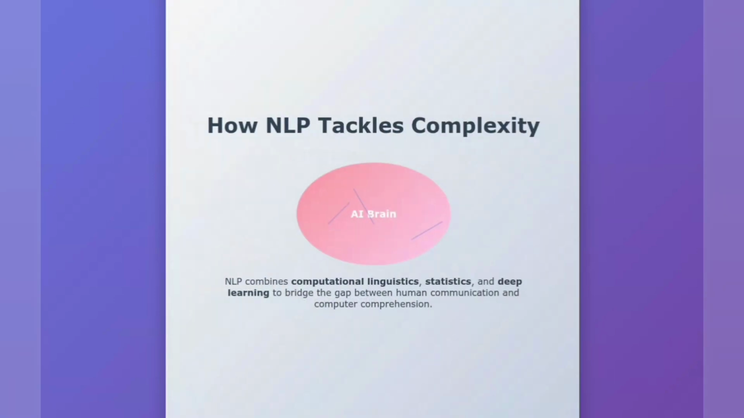Think about the challenges. A single word can have multiple meanings depending on context, like bank, riverbank versus financial bank. Sentences can be grammatically correct but semantically nonsensical. Slang, idioms, and accents add even more layers of complexity. NLP tackles these challenges using a blend of computational linguistics, statistics, and increasingly deep learning.